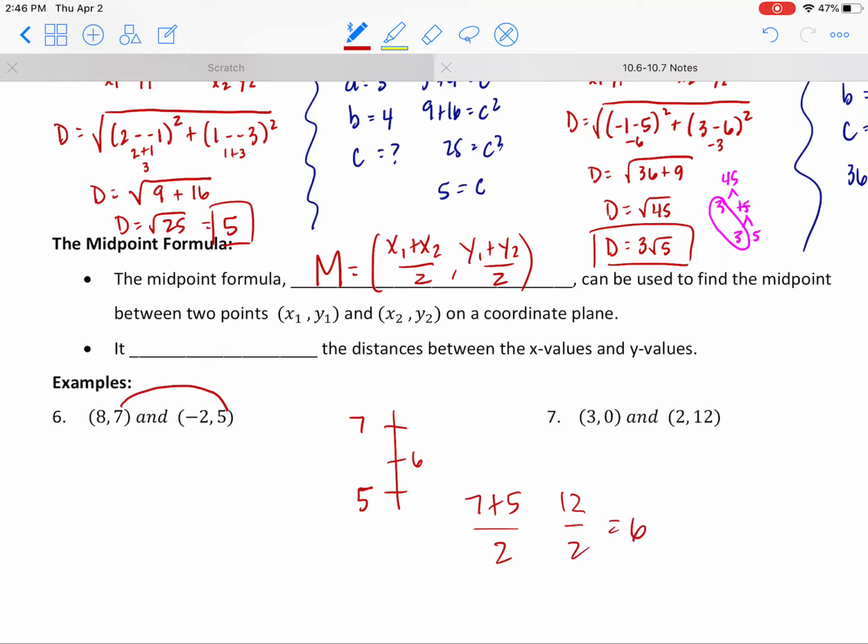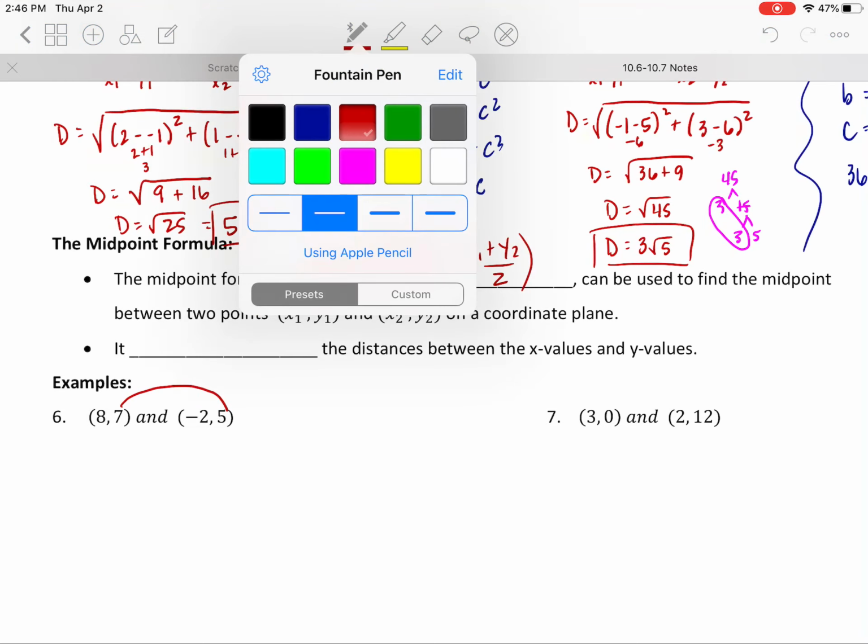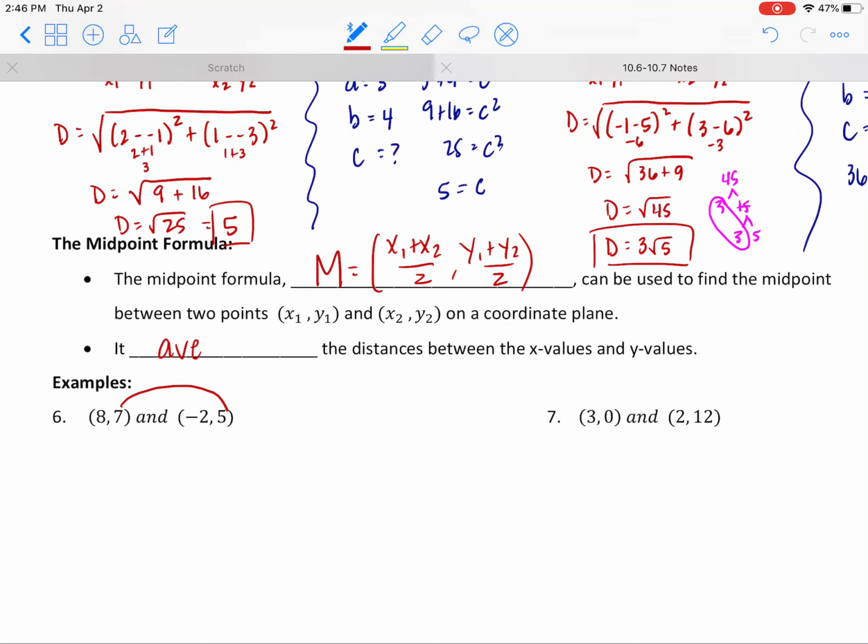Now, if you can't just count it out, it's the average of the two numbers. You take the 7, you add the 5, and you divide by 2. And what's 12 divided by 2? It's 6. All we're doing is averaging these two numbers. If you can look at the two numbers and know what's in the middle, awesome. If not, you add the two numbers and divide by 2. We're basically just averaging our x's and averaging our y's. What's in the middle of the x's and what's in the middle of the y's is going to be the midpoint for those 2 points. So it averages the x's and y's.